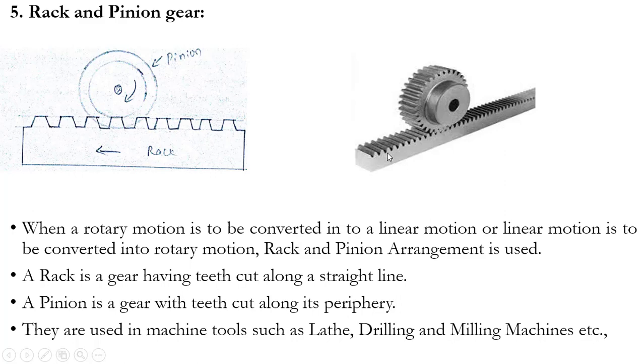You can see that rack here. And this is the pinion, a gear with teeth cut along the periphery. Yes, the teeth are cut along the periphery. Here this is the pinion, and the teeth will be cut on its periphery. They are used in machine tools such as lathe machine, drilling machine, and milling machines.